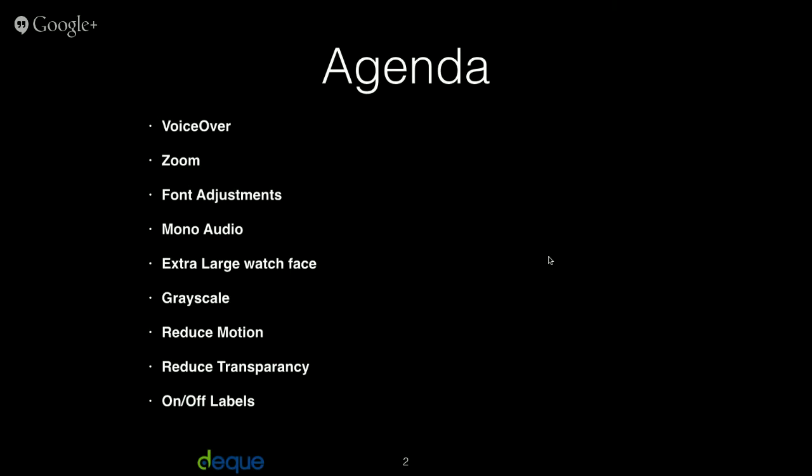All right, so today's agenda is to cover all the different accessibility features available on the Apple Watch. And there really are a lot available right when you buy it. So you have VoiceOver and Zoom, and you can make the text size bigger. I think there's mono audio. There's extra large watch face. You can get rid of all the color, make a grayscale. You can also reduce some of the motion and animation, reduce the transparency, and there's an on-off labels feature.